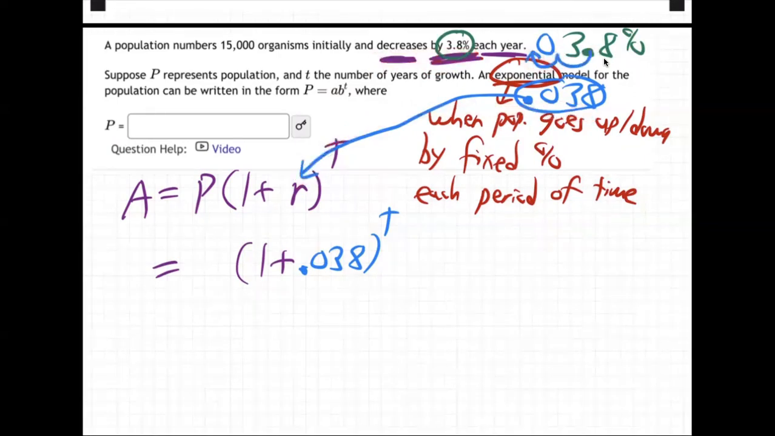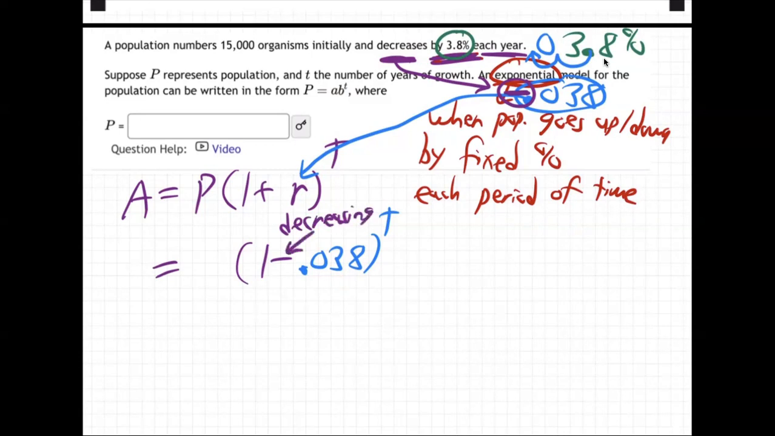And it's decreasing. Oh, yes, I should make that negative, huh? So this should be 1 minus 0.038, because it's decreasing. That's why we have the negative. They're saying the little organisms are dying off. The number is going down. It's decreasing, so the R is negative. If it was increasing, then that would be positive.